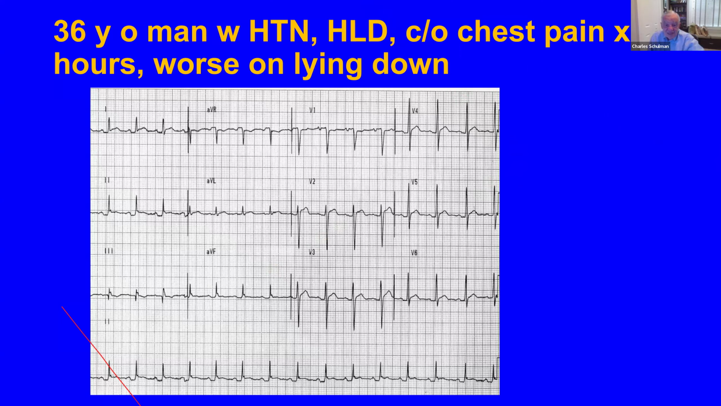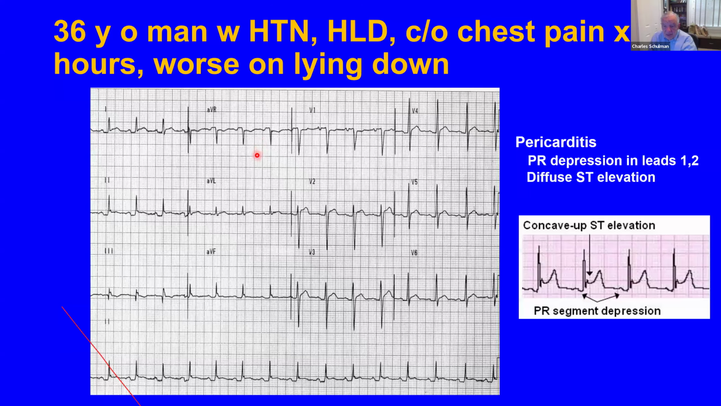Aha. Good for you. Good for you, Abdul Rahman. Got it. This is pericarditis. So there is diffuse ST elevation, which he recognized, and there's also PR depression in lead 2 and PR elevation in lead aVR. Okay, again, seen here.